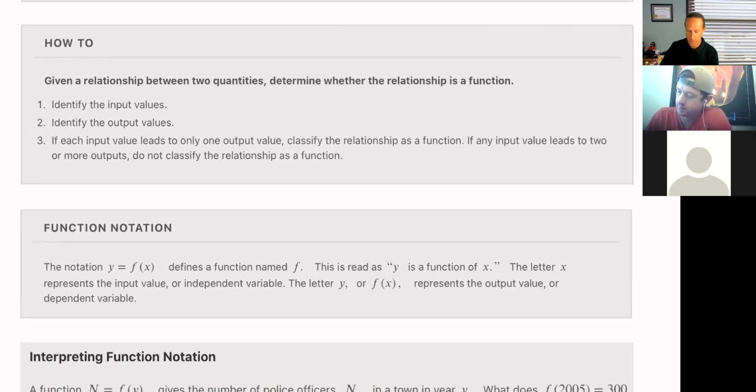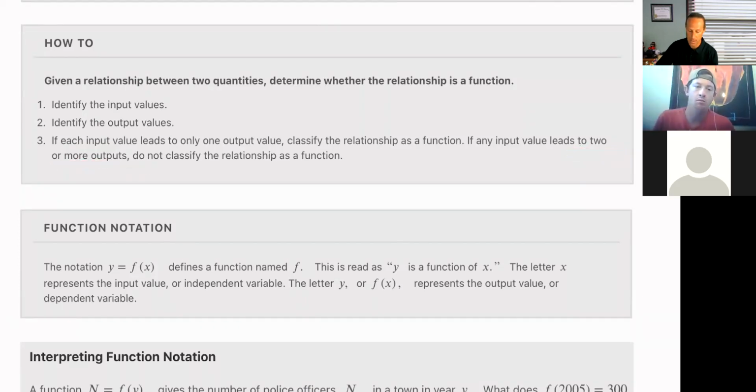So there's a little how-to in what we call function notation. Input values, also known as the domain, and output values, also known as the range. Like we said, if each input leads to only one output, then we can upgrade that relationship to a functioning relationship, or a function. If it's 2 or more, no good.